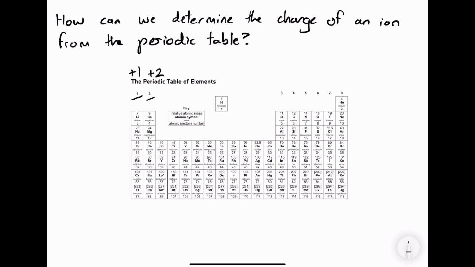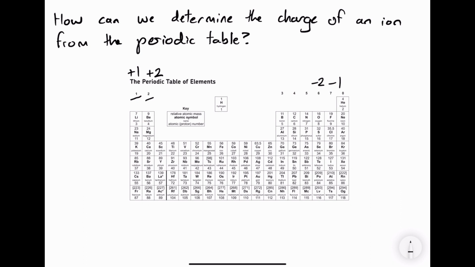charge of positive 2. In group 6, they have 6 electrons in their outer shell, so they need to gain 2 electrons to have a full outer shell and become stable, so they will have a charge of -2. And similarly, in group 7, these have 7 electrons in the outer shell, so they need to gain 1 to have a full outer shell and be stable, so they will have a charge of -1. And in group 8, or group 0, the atoms of these elements already have full valence shells, so they do not lose or gain electrons to form ions.